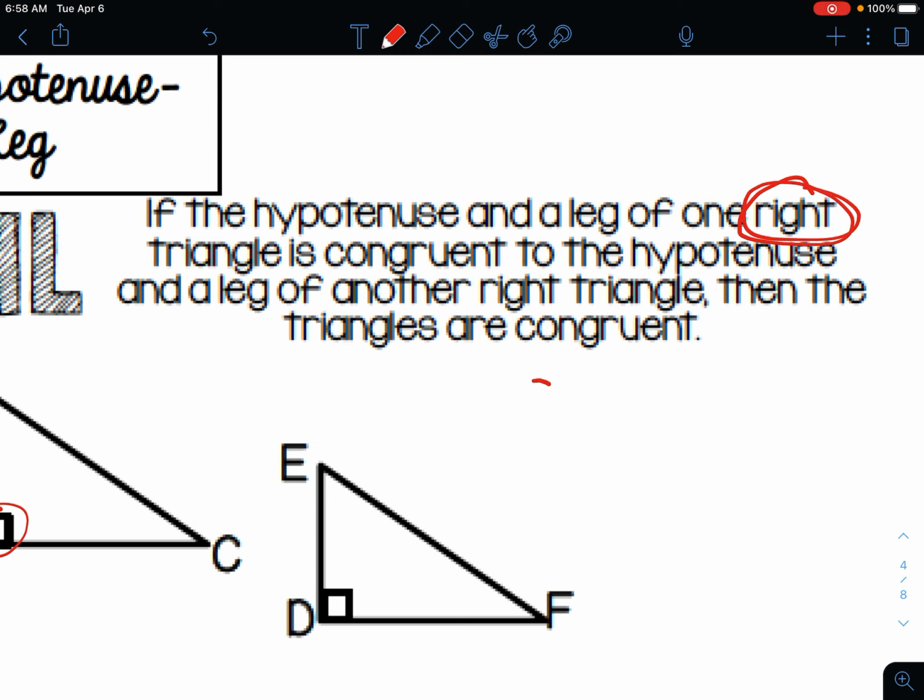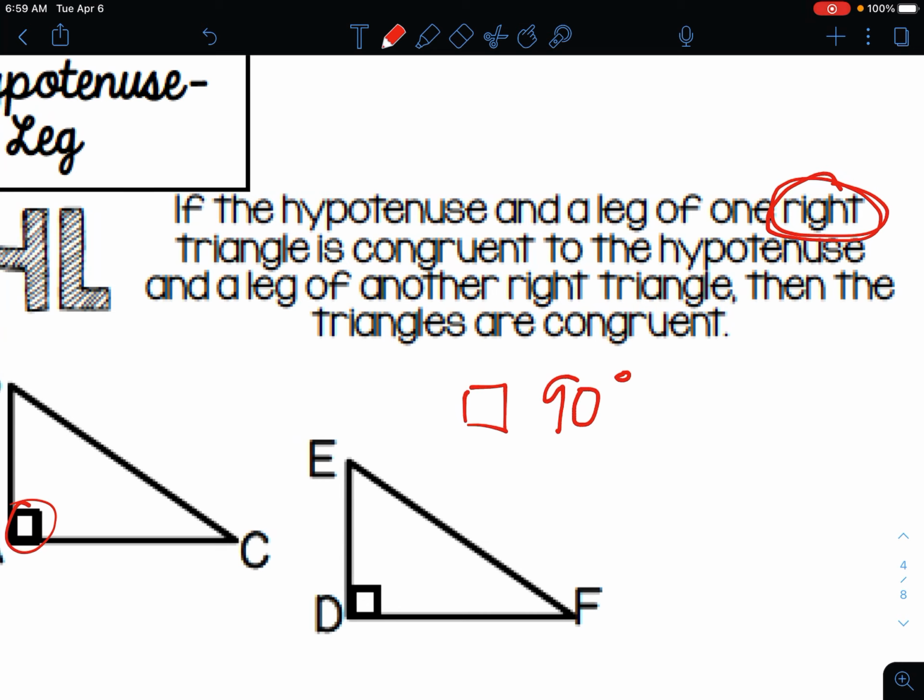First things first, we have to have a right triangle. So we're going to have this little checklist: 90-degree angle. All right, does it give us a 90-degree angle? Not every right triangle is going to be HL, just FYI, okay? Do we have 90-degree angles? The hypotenuse is the long side.